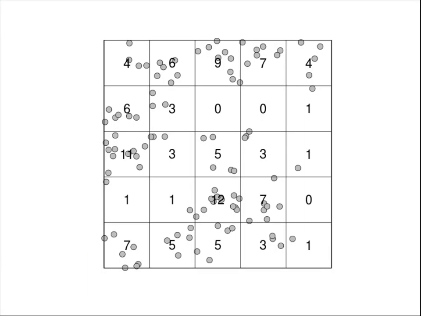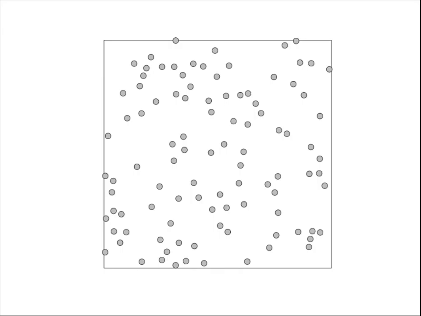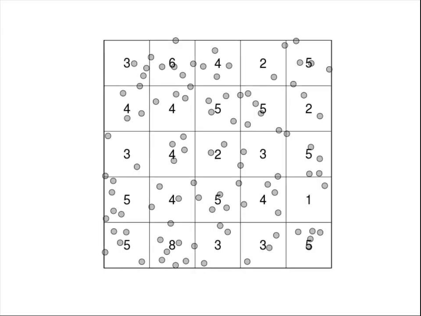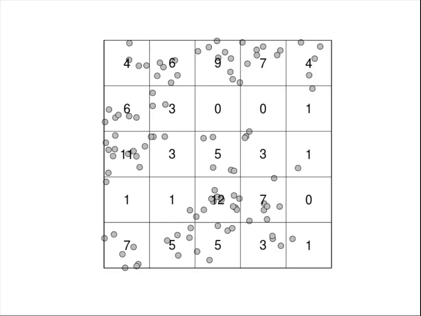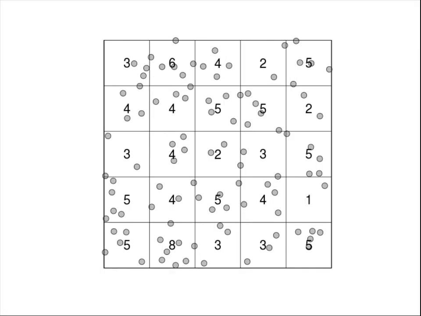Okay, so let's take a look at another one. Here's our regular data again, and we divide it up the same way. You notice that this looks different than this. Here we had like 0, 0, 0, and 12 here. Now we look at our regular data: 3, 6, 4, 2, 5, 4, 4, 5, 5, 2, 3, 4, 2, 3, 5, 5, 4, 5, 4, 5, 1, 5, 8, 3, 3, 5. You notice how that's different than what we had before. So here, how do you think chi-square is going to perform at finding regularity?